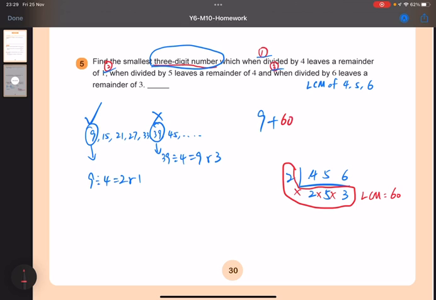So we add 60, but that's not enough, because that's going to give us 69, which is not a three-digit number. So we have to add another 60. So the answer is going to be 129. So 129 is the answer. This is the smallest three-digit number that fulfills requirements 1, 2, and 3 at the same time.